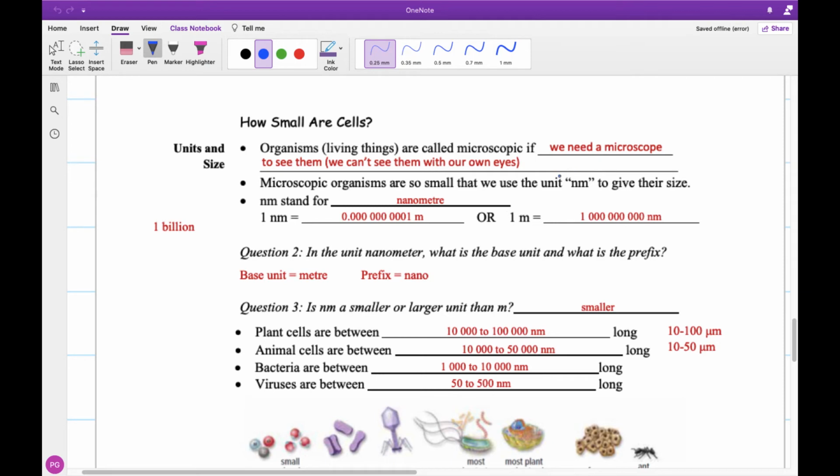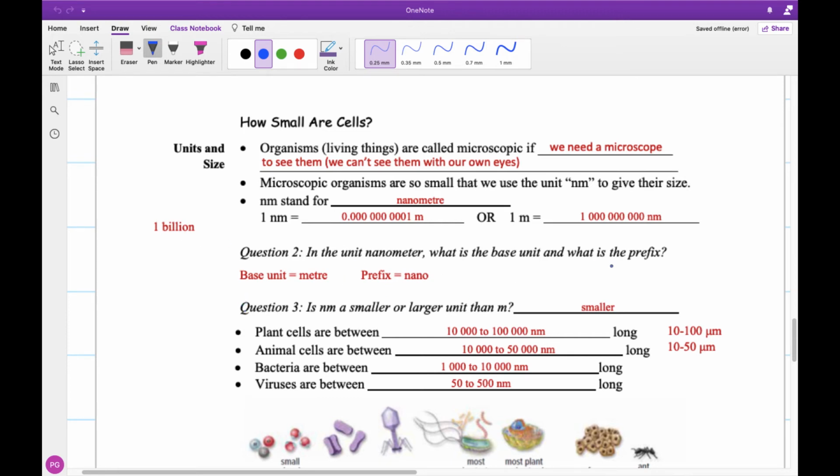And one of the units that we commonly use is nm to give their size. That stands for nanometer, which is 1/1,000,000,000th of a meter, or it takes 1 billion nanometers to make up 1 meter. So it's basically taking 1 meter and dividing it into a billion pieces. Each of those pieces is 1 nanometer. So it's really, really small.